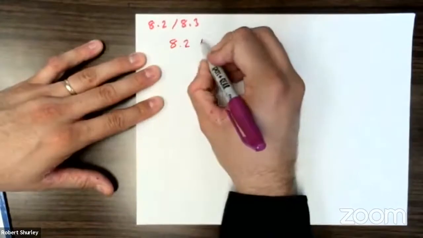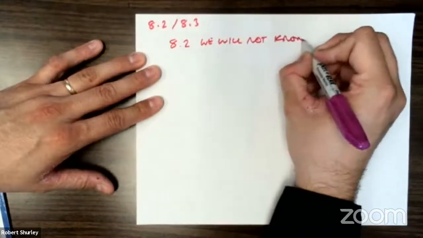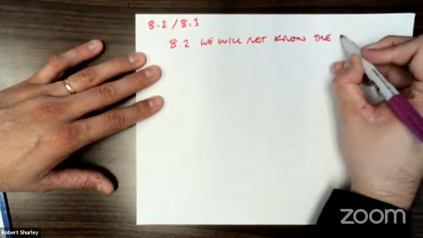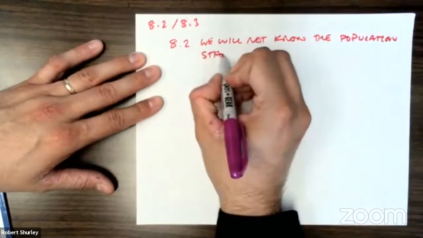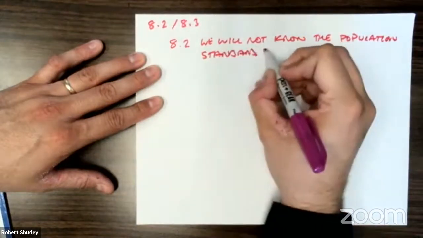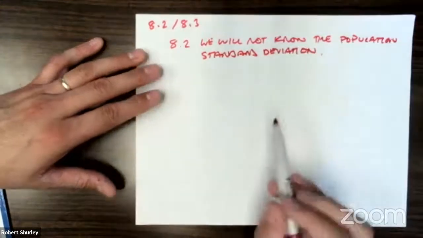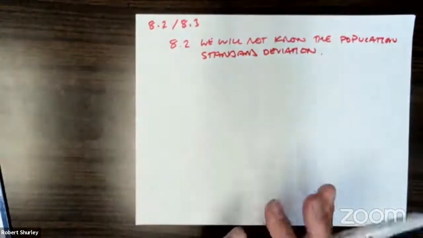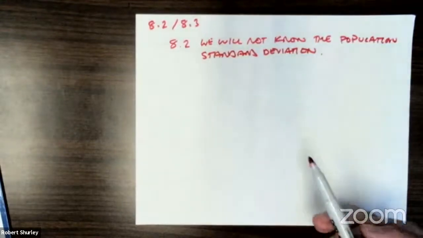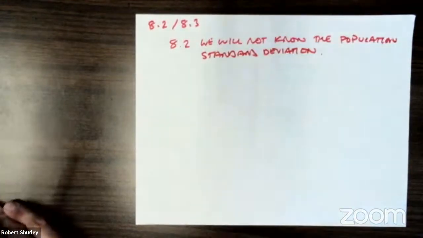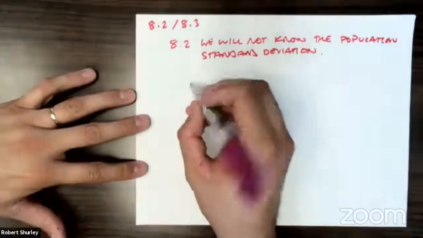So in 8.2, we will not know the population standard deviation. So if you know the population standard deviation, you can do the intervals like we did in section 8.1. If you do not, we have to use a different technique. And we actually use a different distribution that's very similar to Z, but it's called the T distribution.